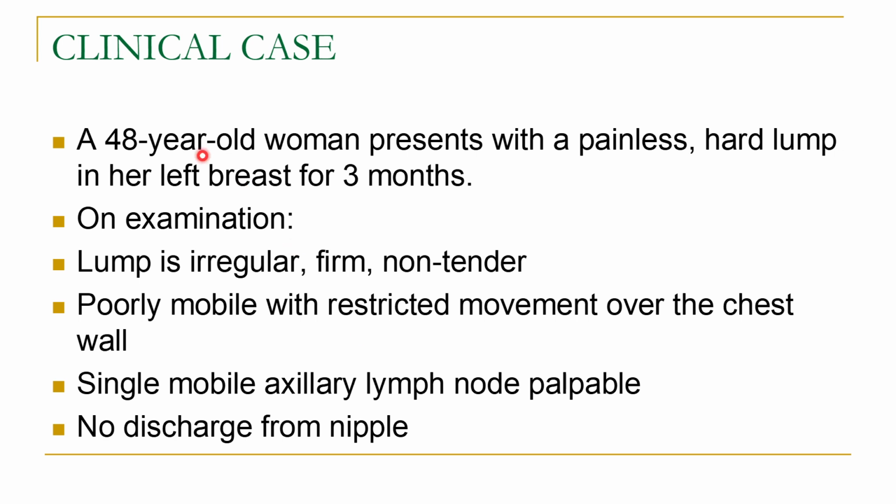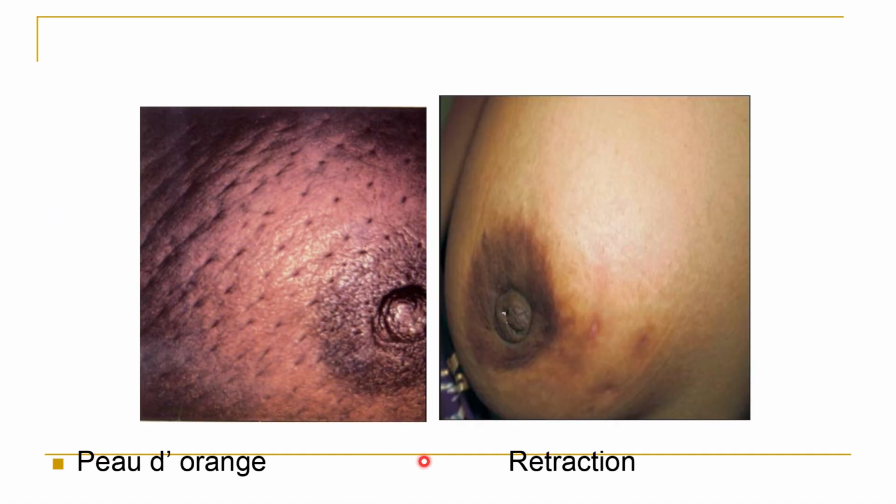Coming to the clinical case, a 48-year-old woman presents with a painless hard lump in her left breast for 3 months. On examination, the lump is irregular, firm, non-tender, and poorly mobile, with restricted movement over the chest wall. A single mobile axillary lymph node was palpable and there was no discharge from the nipple.